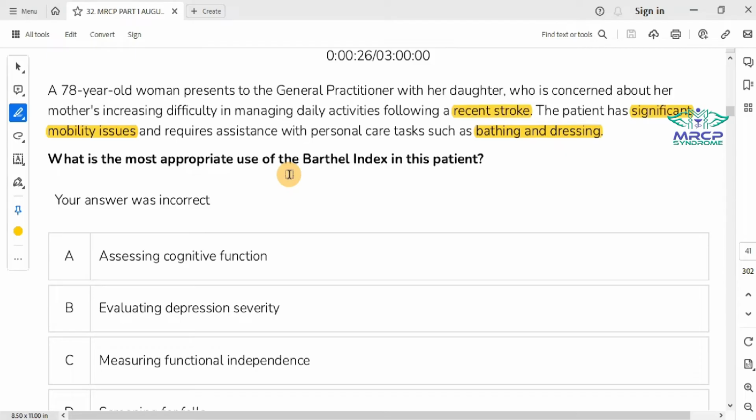A 78-year-old woman presents to the general practitioner with her daughter, who is concerned about her mother's increasing difficulty in managing daily activities following a recent stroke. The patient has significant mobility issues and requires assistance with personal care tasks such as bathing and dressing. What is the most appropriate use of the Barthel Index in this patient?